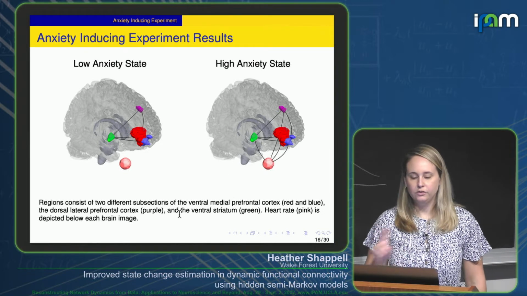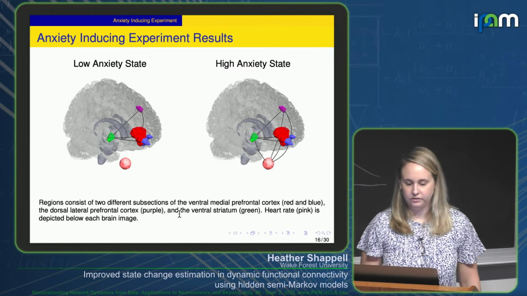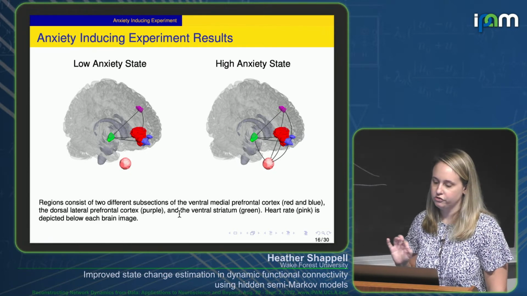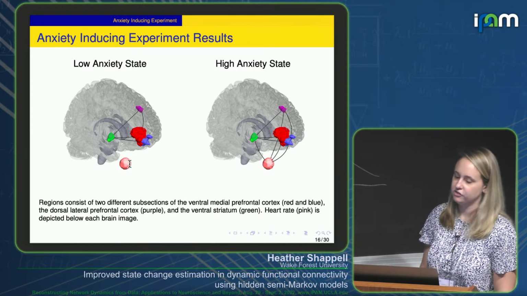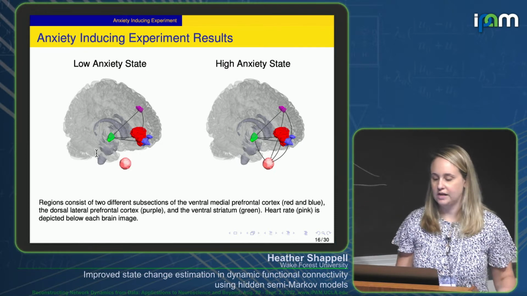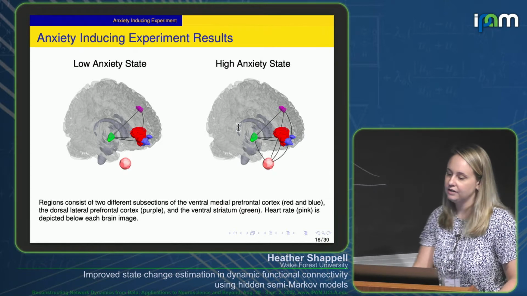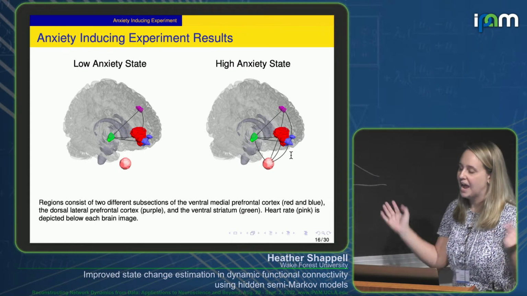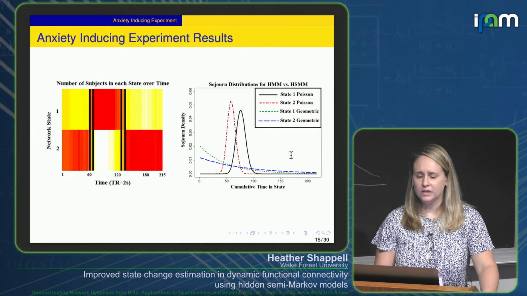The regions were 2 different subsections of the ventral medial prefrontal cortex, which are red and blue in these figures, the dorsolateral prefrontal cortex, which is purple, and the ventral striatum, green. And then heart rate is this little pink dummy region down here. Our model estimated 2 different states. I'm calling this one the low anxiety state and this one the high anxiety state, where the high anxiety state basically has a connection between all the different regions, all 4 of them, and heart rate.